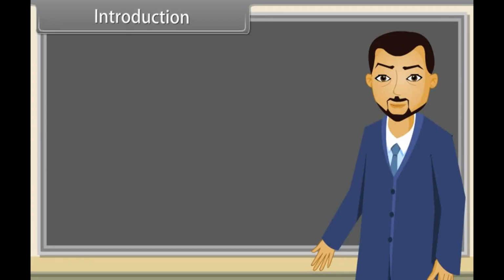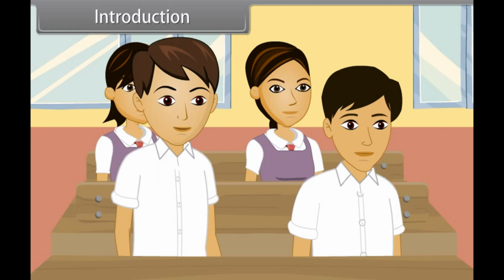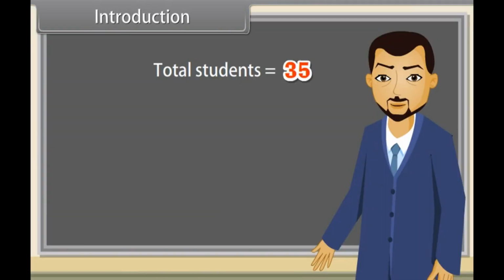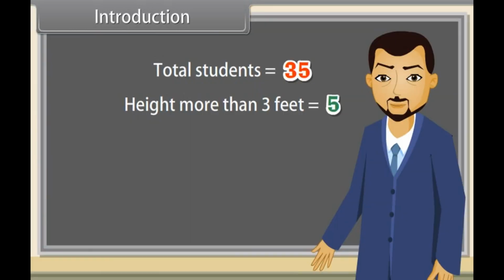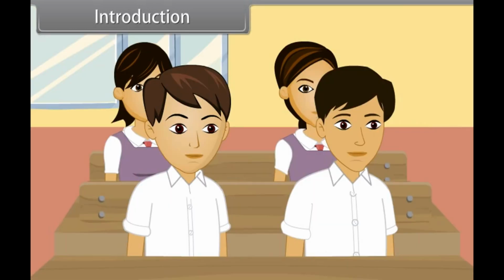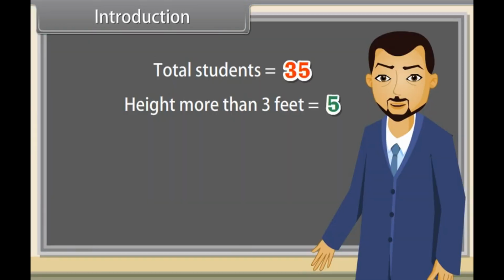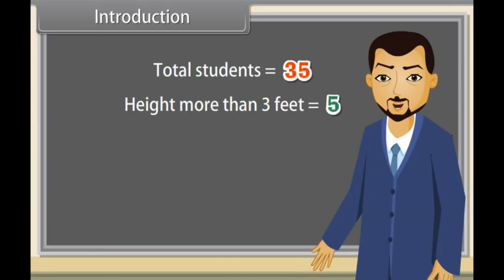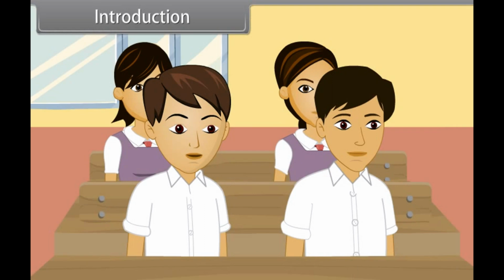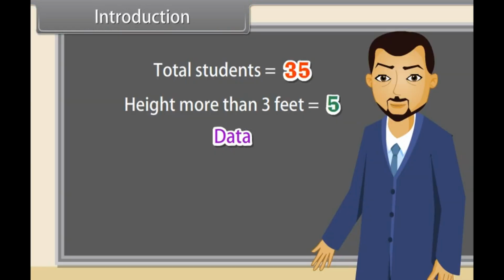Introduction. How many students are there in the class? Sir, 35. How many students have height more than 3 feet? There are 5 students. And how many girls are here? Oh, there are many girls. Do you know why I am asking these questions? No. I am taking data of your class. Data? Yes, and today I will explain everything about data. Come, let's start.